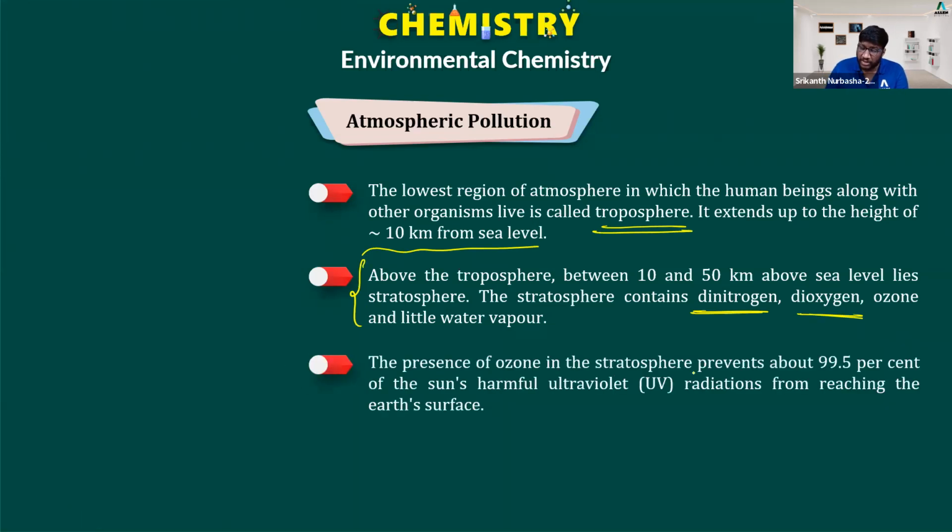The presence of ozone in the stratosphere prevents about 99.5% of the sun's harmful UV radiation from reaching the Earth's surface. The ozone layer protects us from UV radiation. The UV rays do not reach the Earth's surface because they are stopped by the ozone layer. If UV rays directly reached the Earth and fell on us, it would be dangerous. It may cause skin burning and ultimately skin cancer, and different other diseases can also arise.